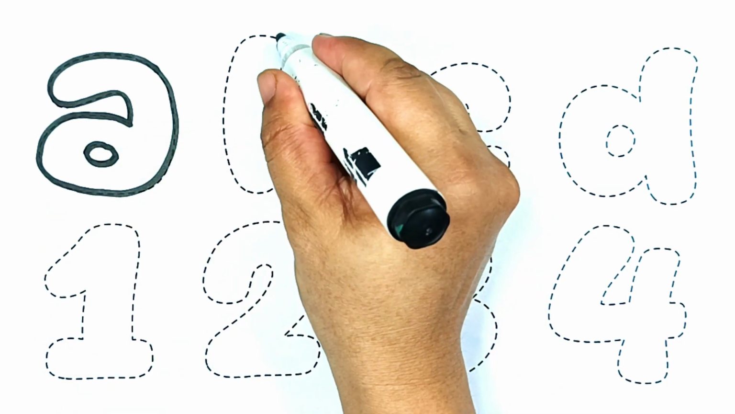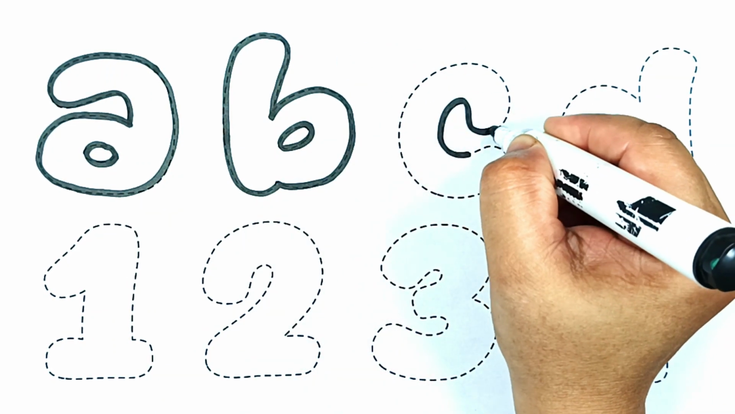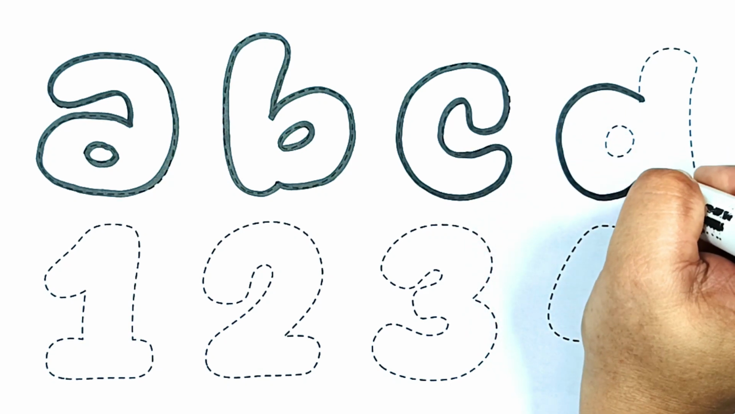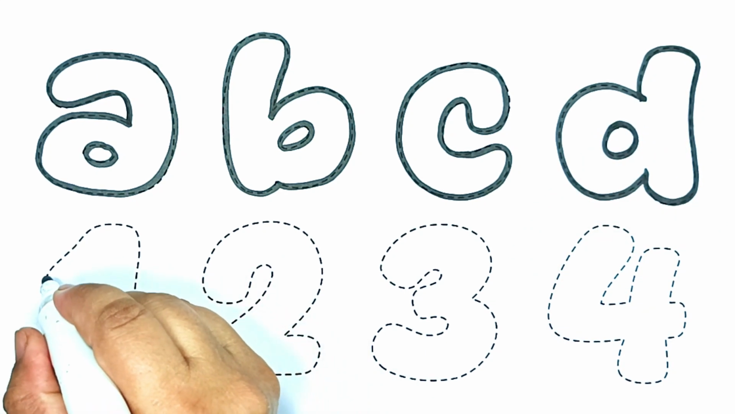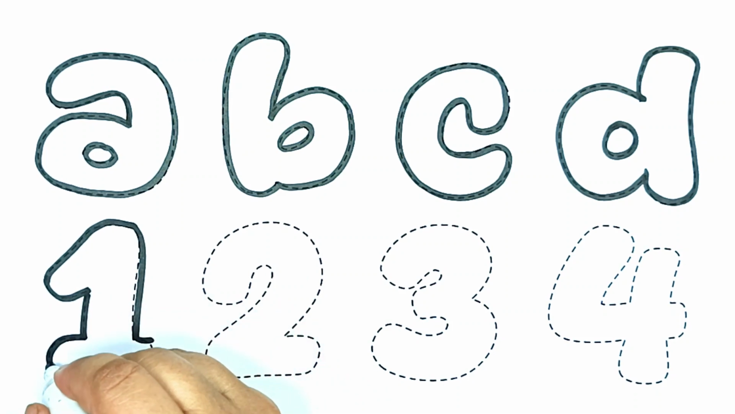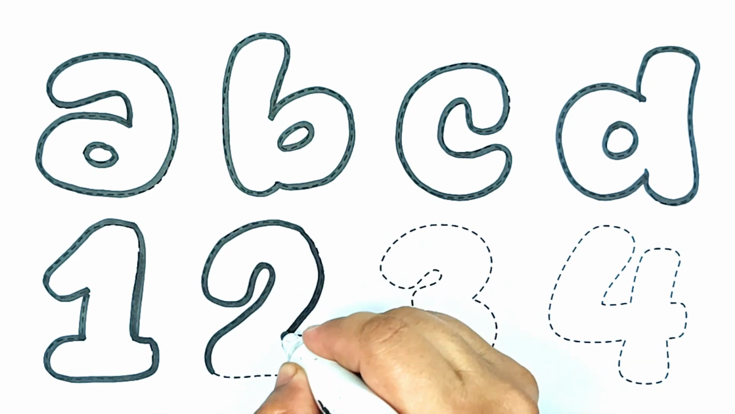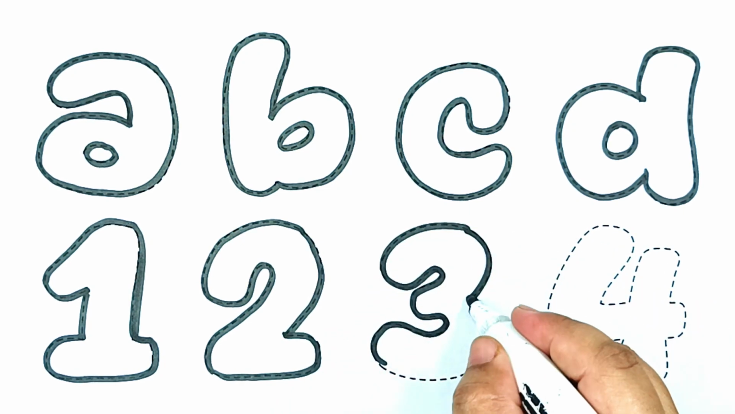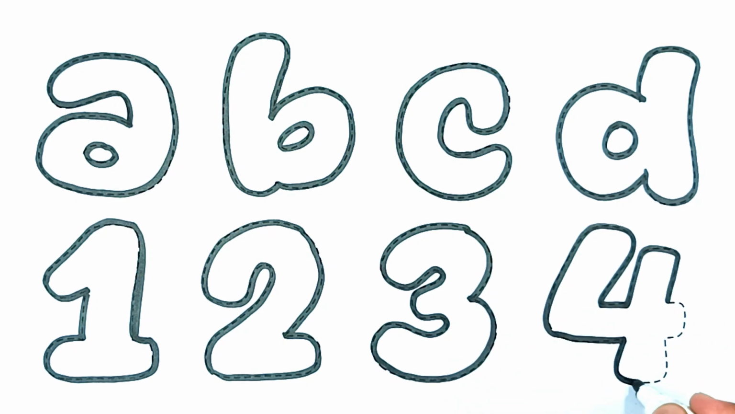A, B, C, D. 1, 2, 3, 4. Let's learn some color names.